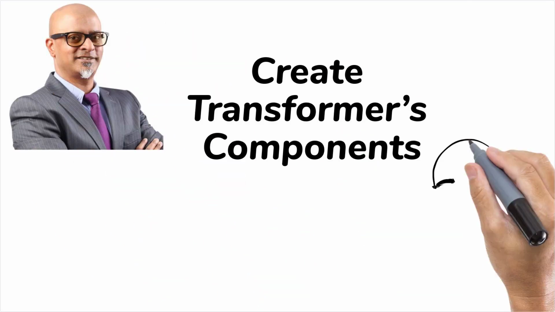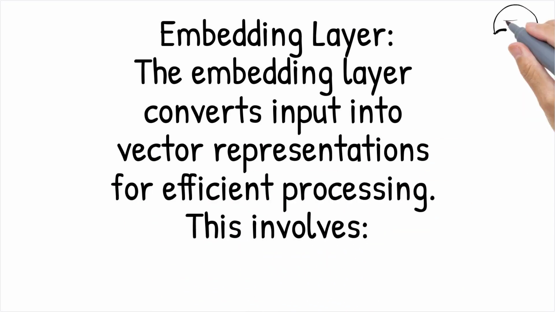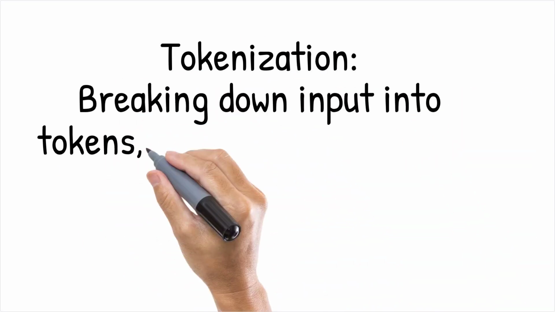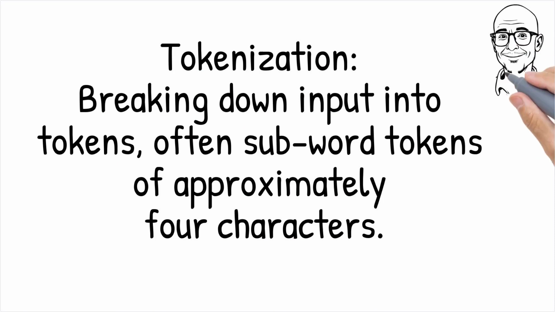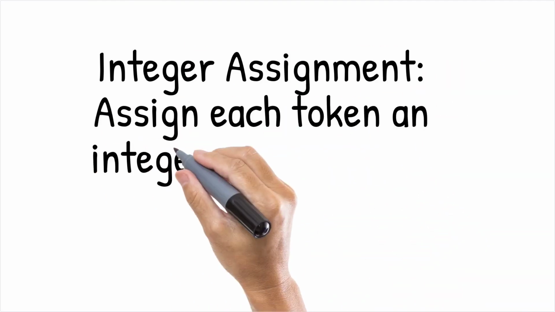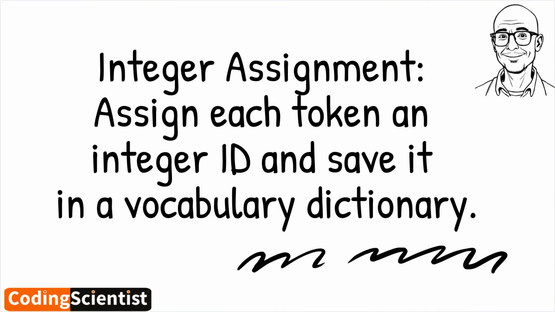Create transformers components. Embedding layer. The embedding layer converts input into vector representations for efficient processing. This involves tokenization: breaking down input into tokens, often subword tokens of approximately 4 characters. Integer assignment: assign each token an integer ID and save it in a vocabulary dictionary.